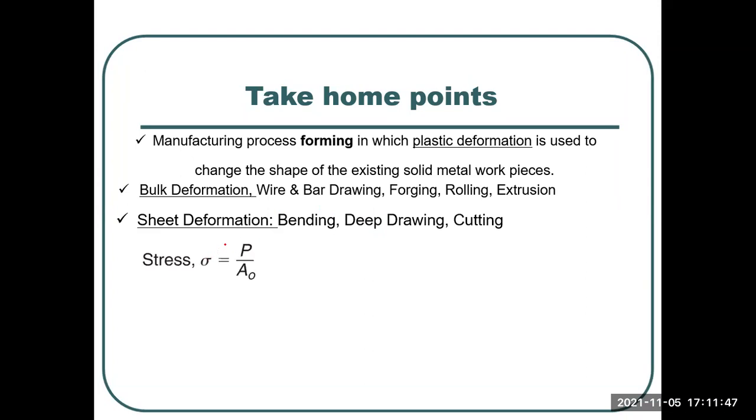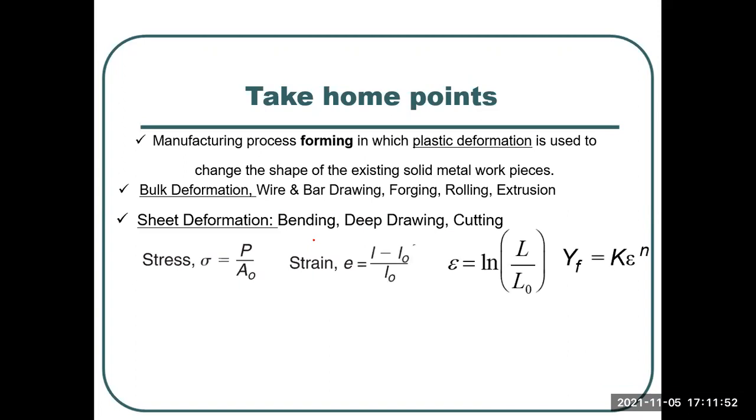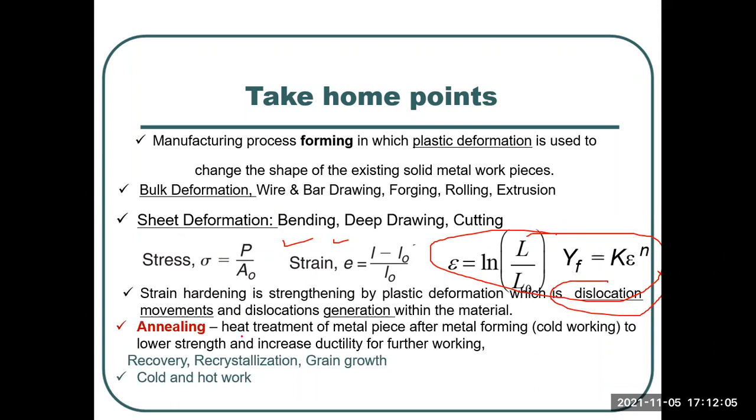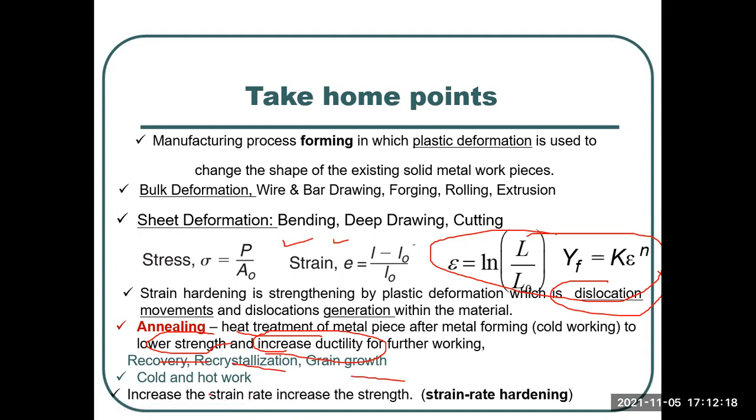We know the engineering strain and stress, and the true strain and true stress. These are very different, especially for metals. We always use the true ones, while the engineering ones we use more for ceramics. And what is strain hardening? We said it is very much related to dislocations. Annealing is a heat treatment whose purpose is to increase ductility and lower the strength. So we have different stages: cold work and hot work, and also increasing the strain rate increases the stress, which is strain rate hardening. So this is the first part.